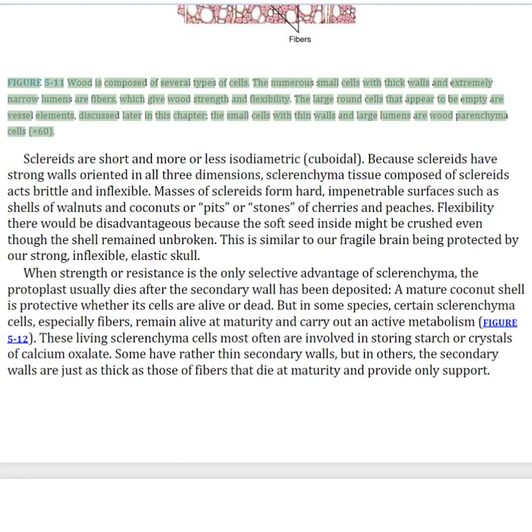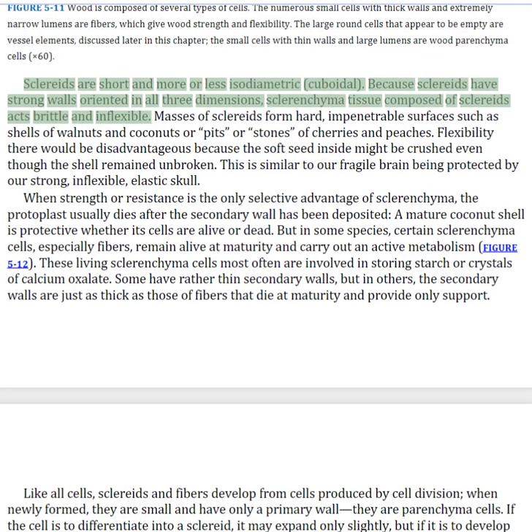Figure 5.11. Wood is composed of several types of cells. The numerous small cells with thick walls and extremely narrow lumens are fibers, which give wood strength and flexibility. The large round cells that appear to be empty are vessel elements, discussed later in this chapter. The small cells with thin walls and large lumens are wood parenchyma cells. Sclerids are short and more or less isodiametric. Because sclerids have strong walls oriented in all three dimensions, sclerenchyma tissue composed of sclerids acts brittle and inflexible.